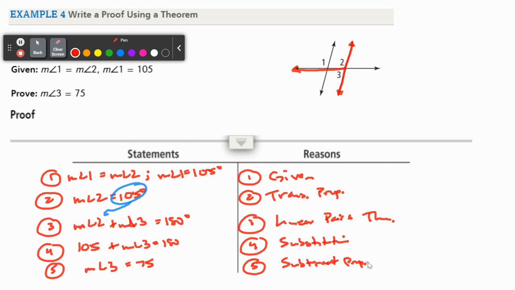So in my opinion, the more proofs you do, the better you get at them. So I'm excited to have you guys try this section out and see what you can do.